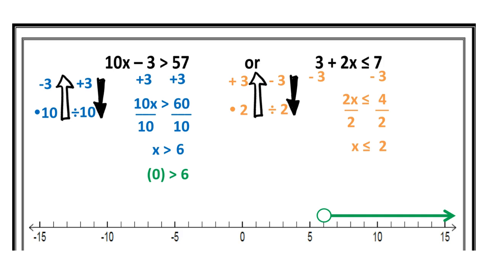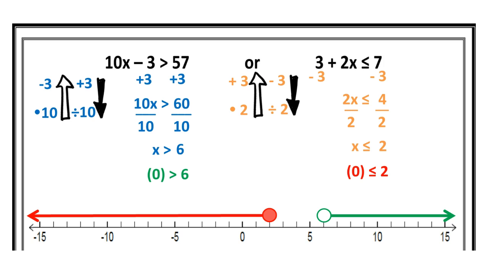So that's going to be a closed point at positive 2. I need to figure out which direction it's going to go. I'm going to substitute in a value. 0 is less than 2, which means the statement 0 is less than or equal to 2 is a true statement. So I'm going to point at 0, which is to the left. If I get a true statement, I point at the value I substituted in. If I get a false statement, I point away.